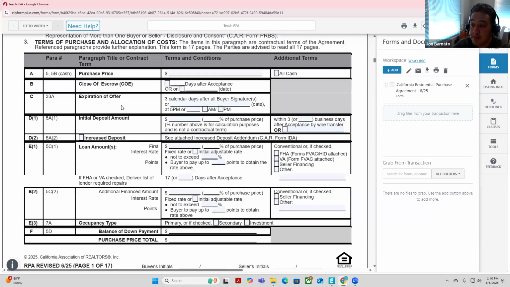So, okay, this is the fun part. Let's do the purchase price. Say we're going to buy a house for $500,000. You would just type in 500 there. If it is an all cash deal, you would check all cash. If it's not all cash, don't check it.